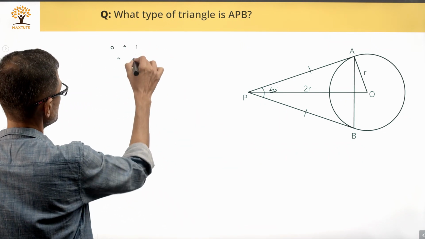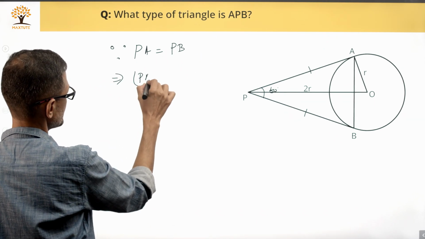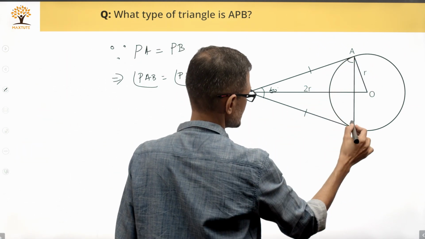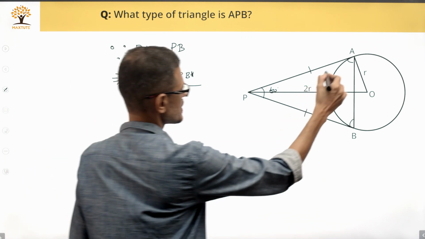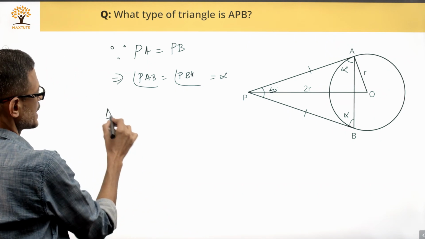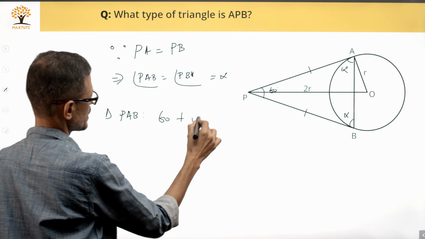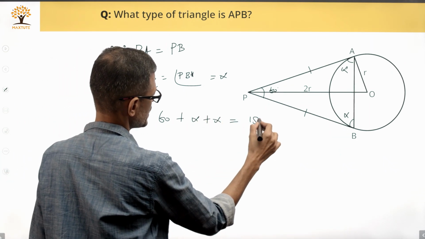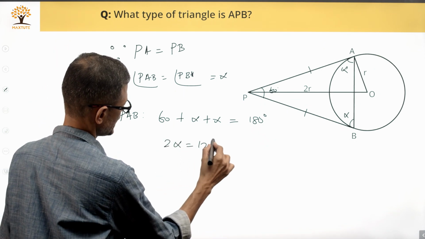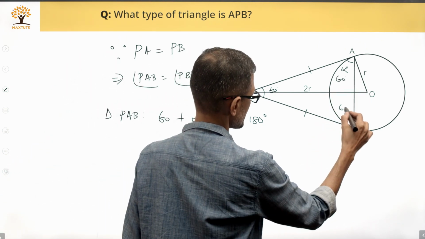Because PA is equal to PB, it's evident that angle PAB is equal to angle PBA, right? Both these angles are equal. So we'll call this angle alpha. We'll say this is equal to alpha. So in triangle PAB, the measure of the three angles are basically 60 plus alpha plus alpha. Sum of these three angles will be equal to 180 degrees. So 2 alpha is equal to 120 degrees, implies alpha is equal to 60 degrees. So alpha is 60, this alpha is also equal to 60.